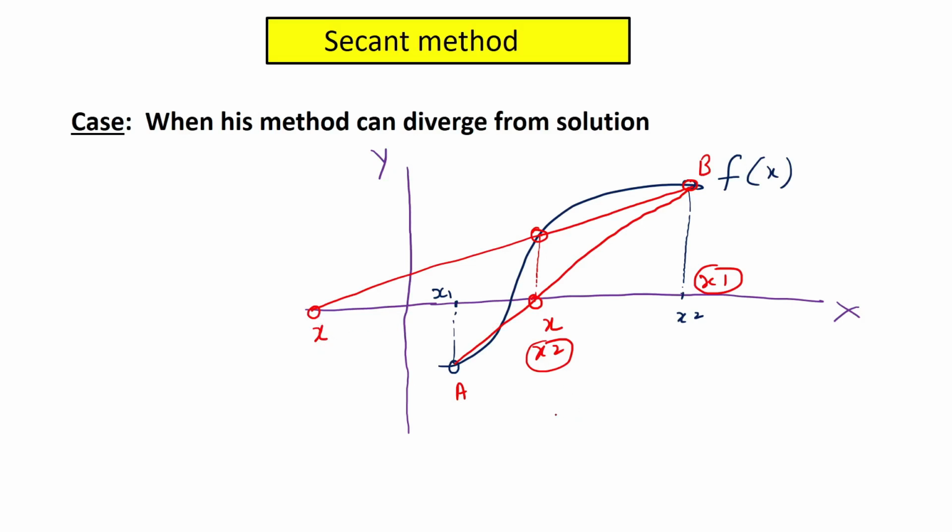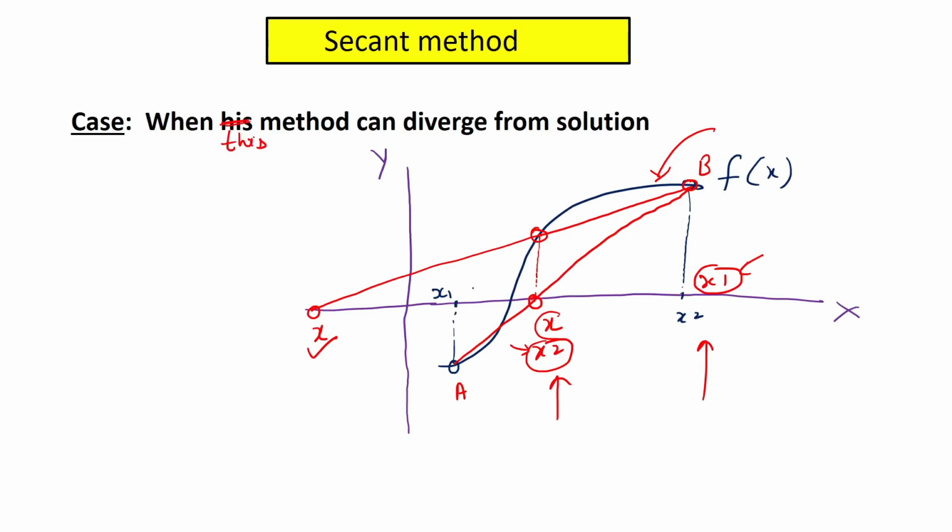Now if you see, this was my interval, and this x point, that is the root of this equation, is getting out of this interval. That means your root or the solution is getting diverged from this interval, this x2 and x1. So for this function f(x), my solution is getting diverged. So I think you have understood how this method can diverge from its solution.